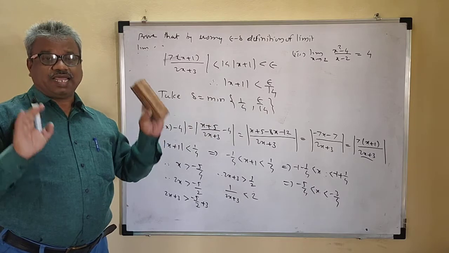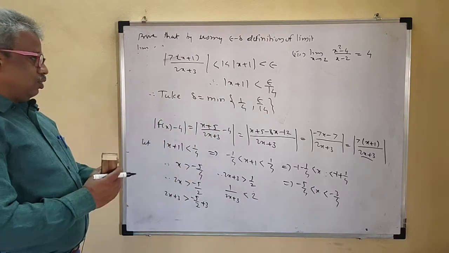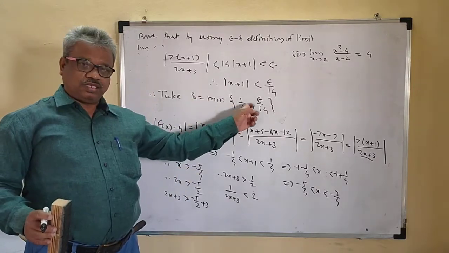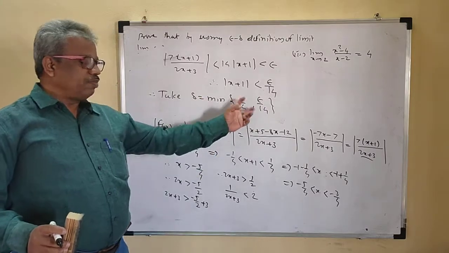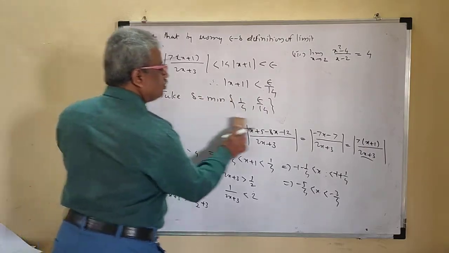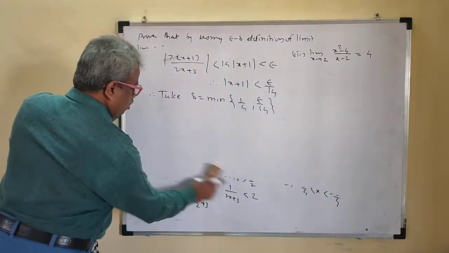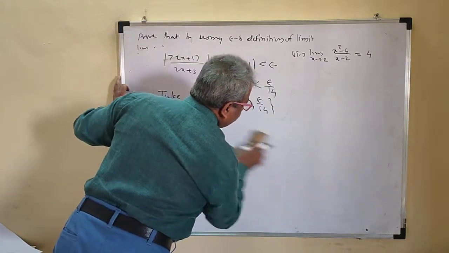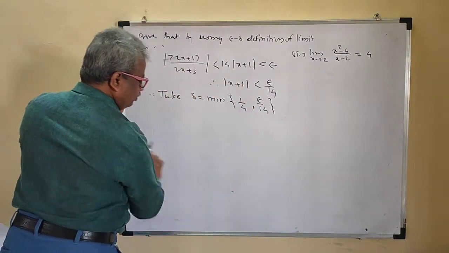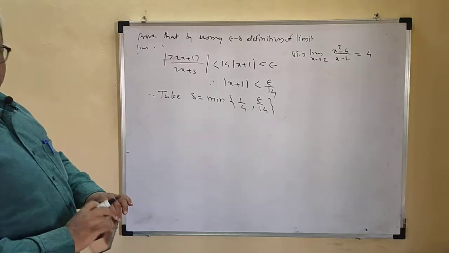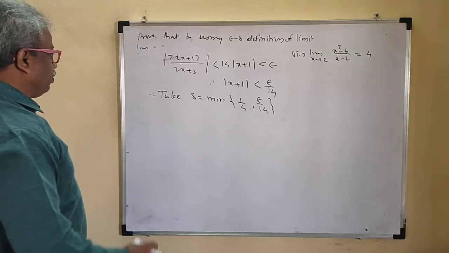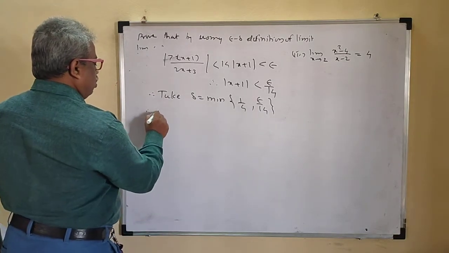We want to show that there exists a delta. So I proved that there exists a delta. This is the minimum of this one and this. So thus, we want to prove only that there exists a delta. This is our aim, to show that the delta exists. This is our aim.